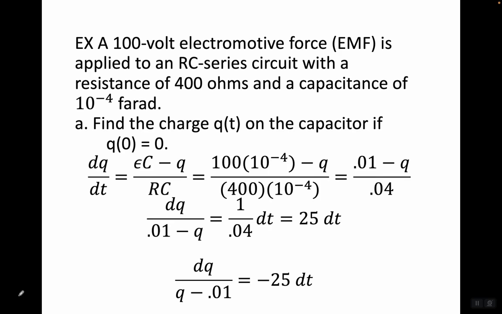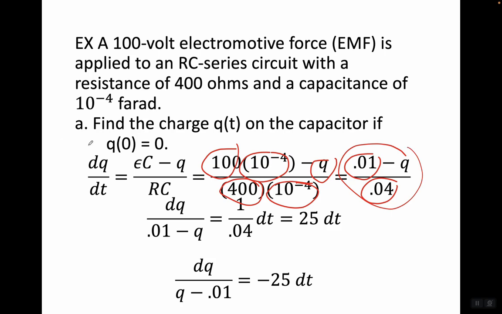Okay, let's set up our differential equation. dQ/dt equals (epsilon C minus Q) over RC. Epsilon is 100. Capacitance C, 10 to the negative fourth. We're going to leave the Q as it is. The resistance R, 400. Capacitance, again, 10 to the negative 4. 100 times 10 to the negative 4, that's going to be 0.01. And 400 times 10 to the negative 4, that's 0.04. So this is what we end up with.